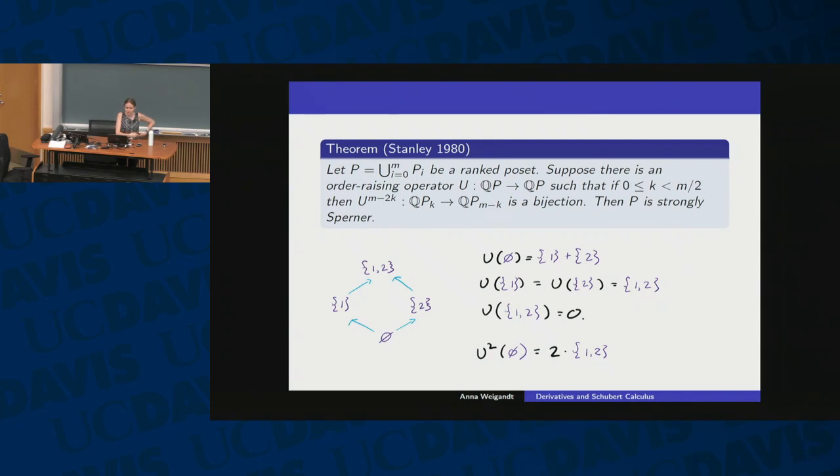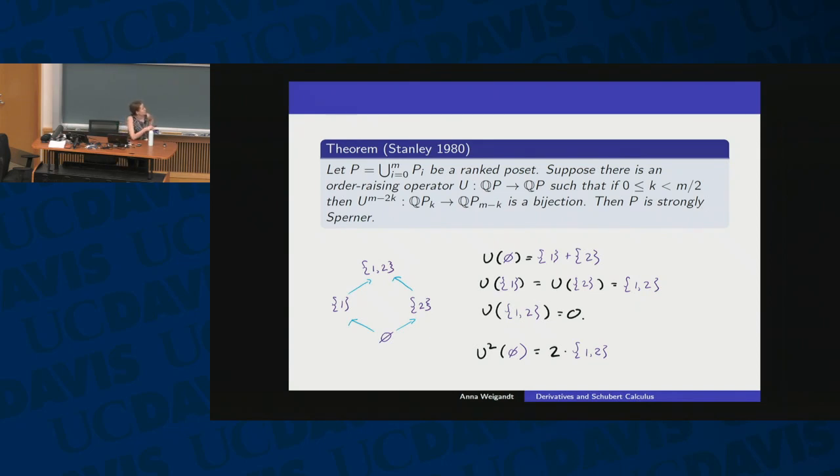So if you happen to have an order raising operator that satisfies this condition that says, well, if we take compositions of this order raising operator, so that if we go from the kth to the m minus kth level, we get a bijection, and this holds for all k in this range, then our poset is strongly Sperner. So the big upshot of this theorem is if we can find this magic raising operator, then we are guaranteed to have a strongly Sperner poset.